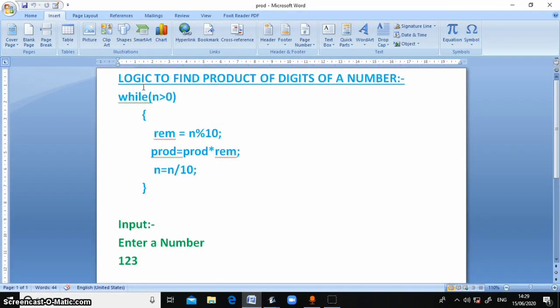The logic for this program is this: while n greater than 0, rem = n % 10. N modulus 10 extracts the digit and stores it in rem. prod = prod * rem. This line calculates the product of the digits. n = n / 10 gives the quotient, and n % 10 gives the remainder.